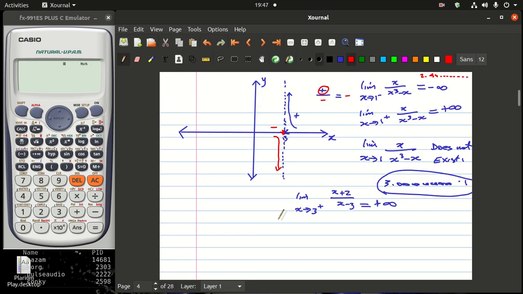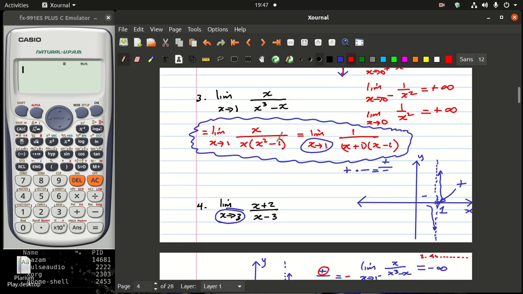So in this particular case, we'll end up saying that the limit as x approaches 3 from the left of this function, x plus 2 divided by x minus 3, must be equal to negative infinity. Hence we say that the limit as x approaches 3 of x plus 2 divided by x minus 3 does not exist. That's what is important here.